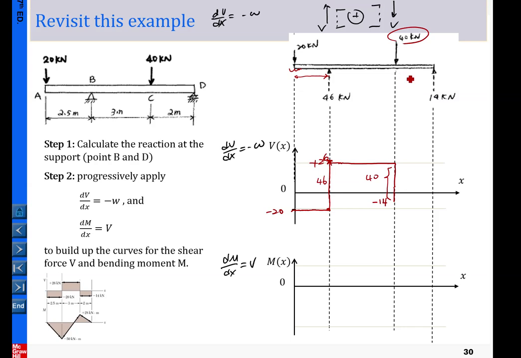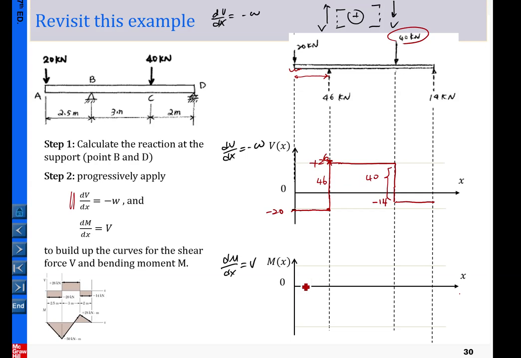And again, in this segment there's no distributed loading, so dv/dx equals 0, and then v equals constant and remains as minus 14. So that is the shear diagram. So you can see this method combining with these equations, together with, I would say, boundary conditions at a few locations, kind of makes things easier.